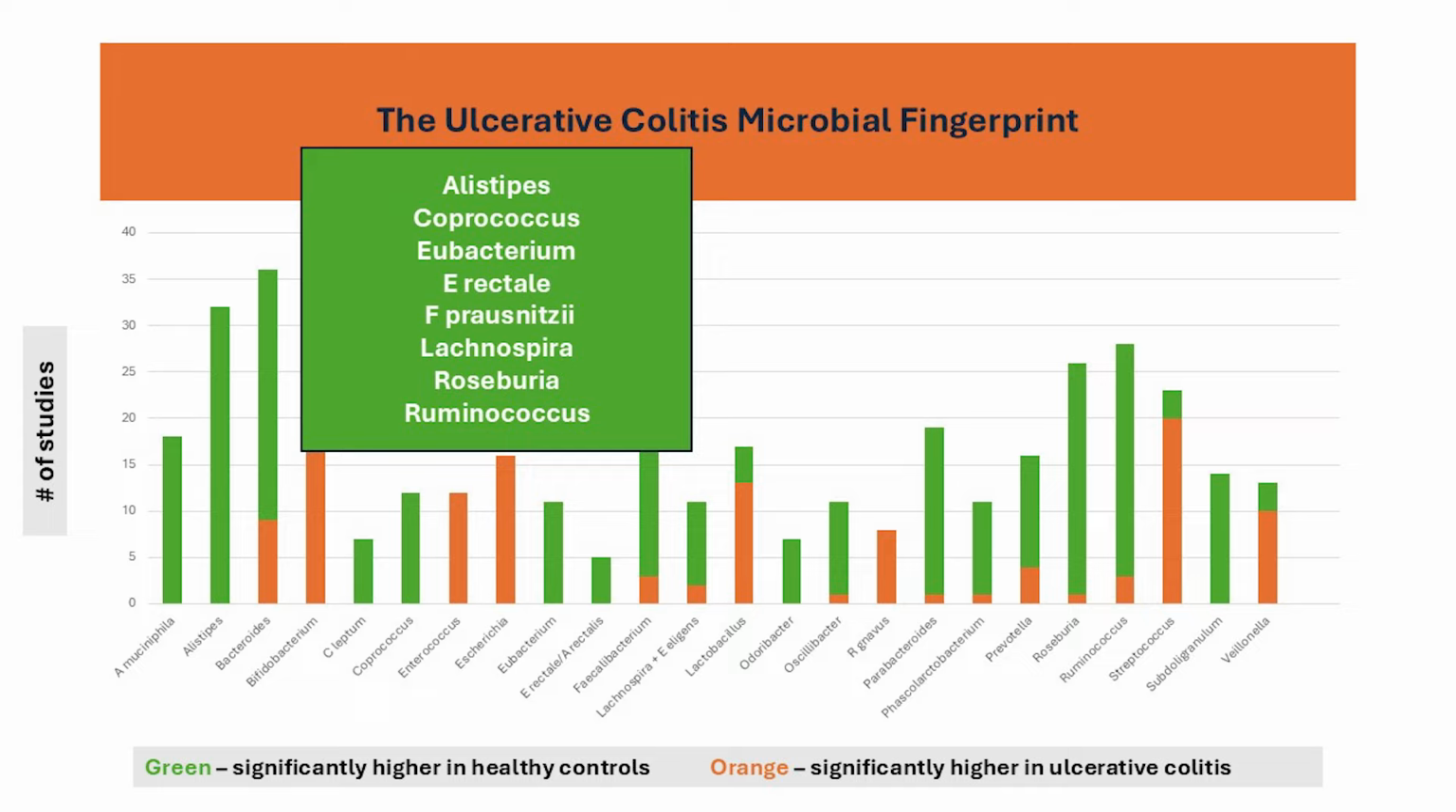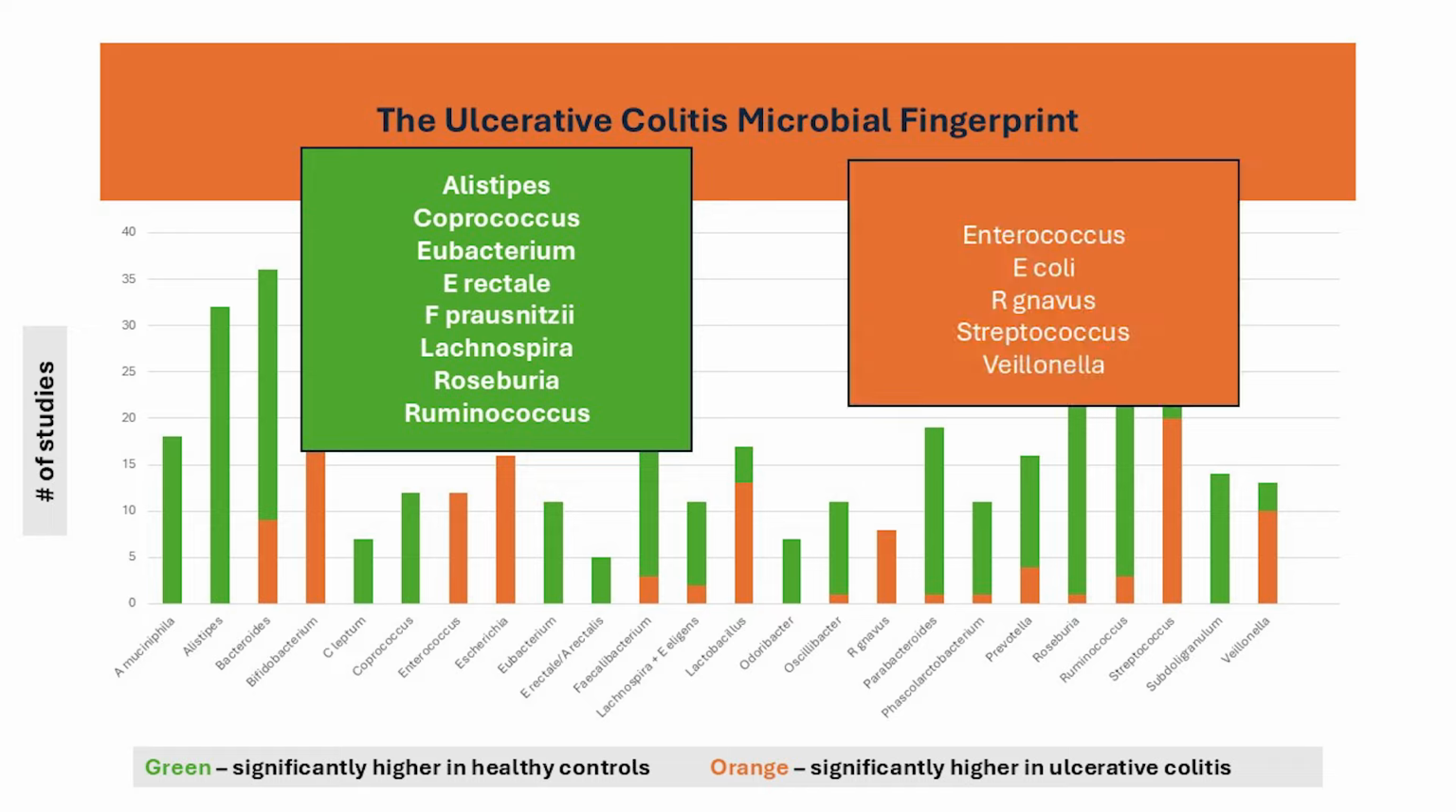Once again, Allisonella, Coprococcus, Eubacterium, E. rectale, F. prausnitzii, Lachnospira, Roseburia, and Ruminococcus, among others, are significantly reduced in the UC microbiome, while Enterococcus, E. coli, R. gnavus, Streptococcus, and Veillonella are significantly increased. And once again, we see Lactobacillus with ugly data points in the ulcerative colitis microbiome.